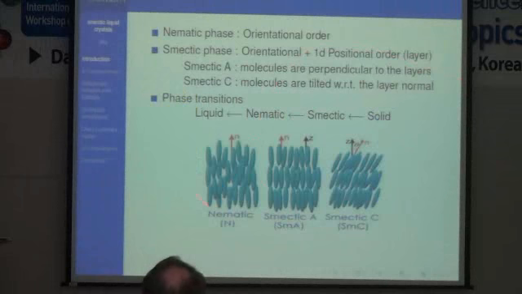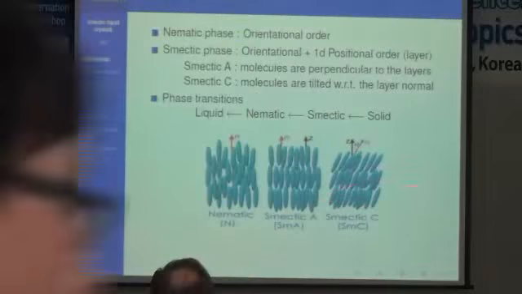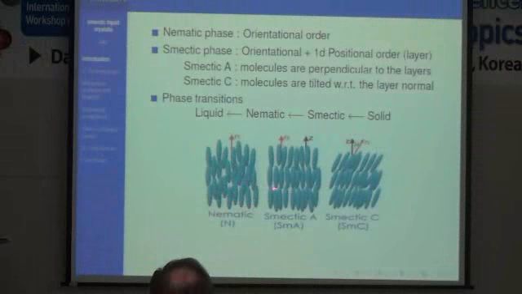I'm more interested in the smectic phase. In the nematic phase, there is only orientational order, but in the smectic phases, we have positional order. There are two popular types of smectic phases. In the smectic A phase, the molecules are perpendicular to the layers, but in the smectic C phase, there is a tilt angle between the layer normal and the director.